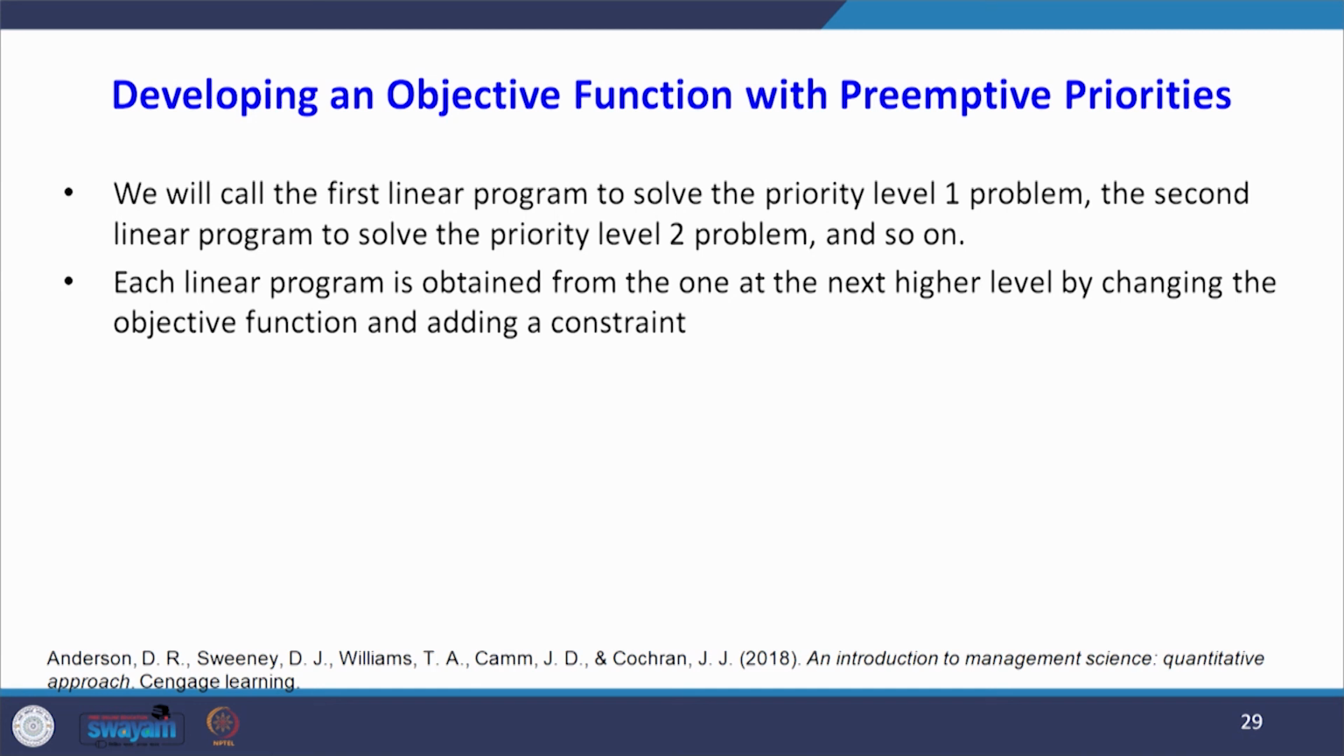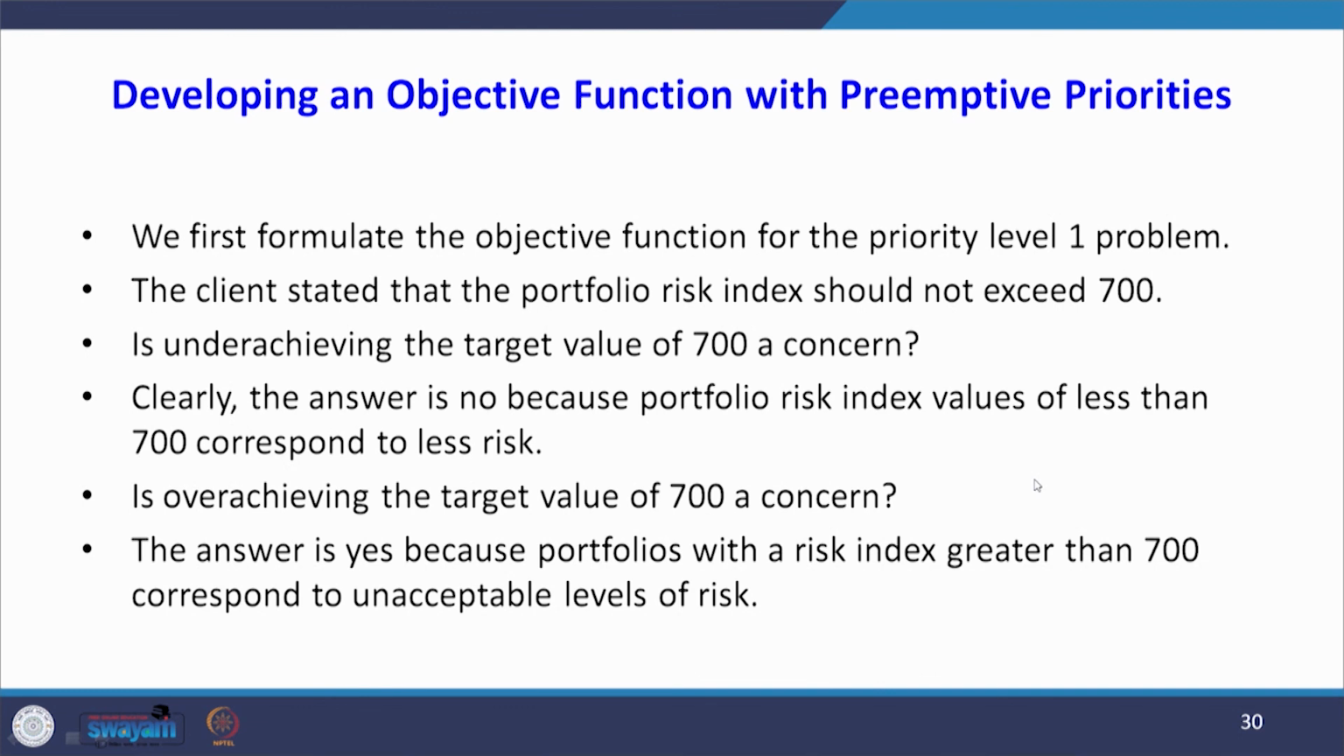Each linear program is obtained from the one at the next higher level by changing the objective function and adding a constraint. So, after solving goal 1, when we solve for goal 2, we will change the objective function, then add a constraint for goal 1, which I will explain. We first formulate the objective function for the priority level 1 problem.